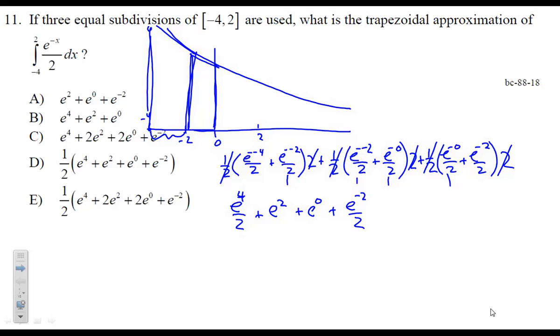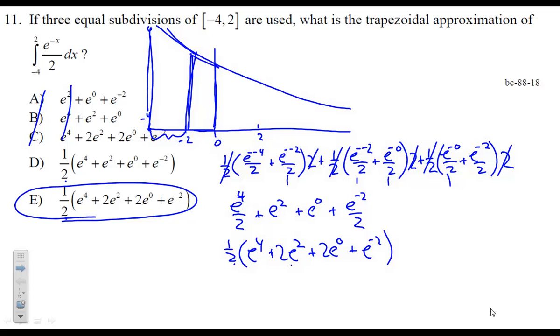Now, does that match any of our answers? Well, all of these don't have halves in them, so all of these are bad. This is looking pretty good, but they've got the halves taken out. Let's factor the 1/2 out of this and see what we end up getting. E to the 4th. Now, in order to make this factorization work, this would end up being 2e squared. Why? Because if I multiply that by that, I've got to get that. And this is going to be 2e to the 0th plus e to the negative 2. And which one of those matches? It looks like it matches pretty clearly answer E.